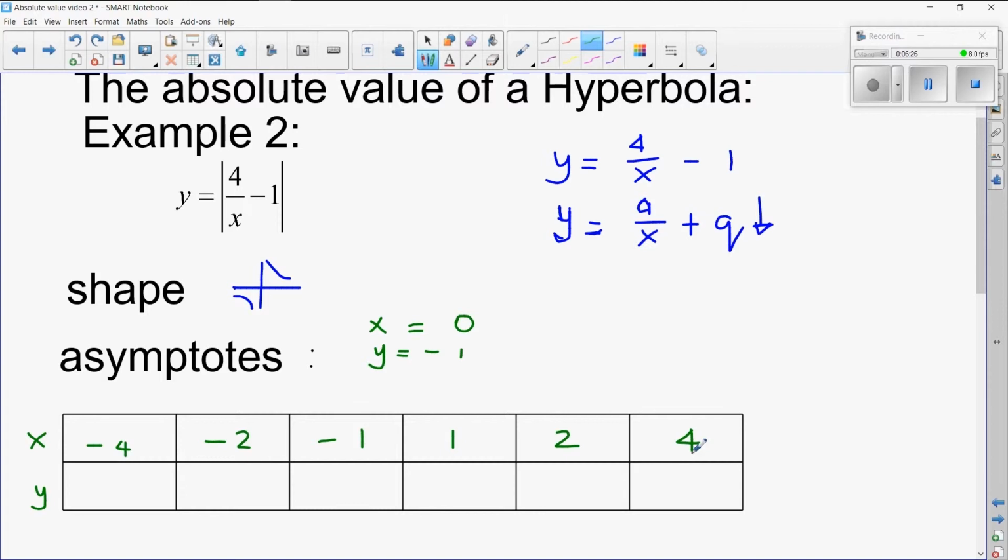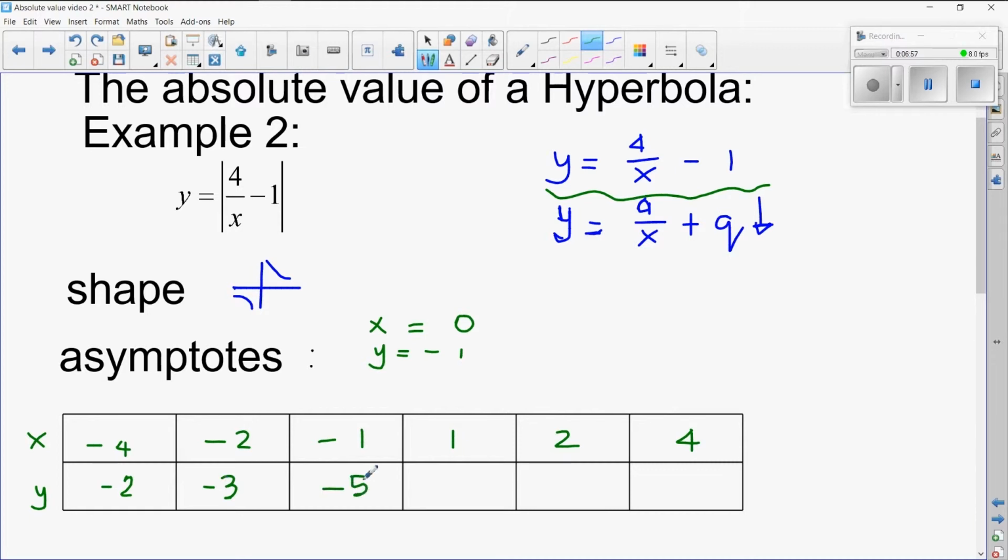So when I substitute x equals -4 into my equation, and remember, I'm substituting it into the equation of the hyperbola, I go 4 divided by -4 gives me -1. -1 added to -1, I get -2. Substituting x equals -2, I get y equals -3. Substituting x equals -1, I get y equals -5.